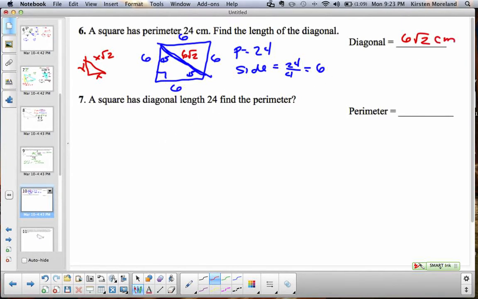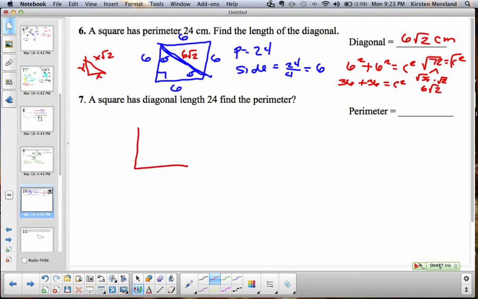Now, if you didn't remember that, you could also do a squared plus b squared equals c squared, and get 36 plus 36 equals c squared, and get 72. And then just at the end, you'd have to simplify that. So 72 is the square root of 36 times the square root of 2, which would leave me with 6 square root of 2. So I would hope that you would recognize the 45, 45, 90 in a square, but if you didn't, you still can use a squared plus b squared equals c squared.